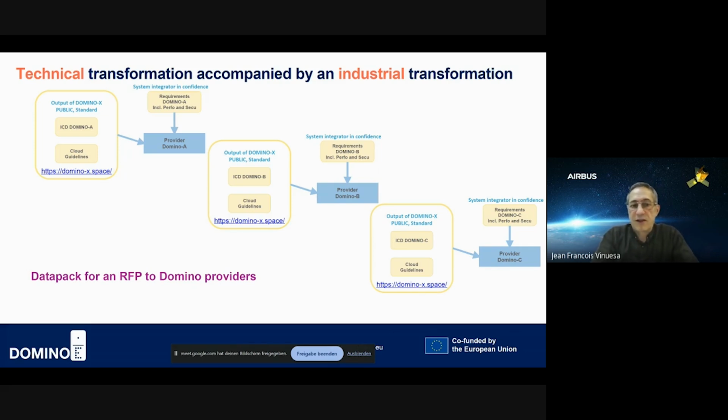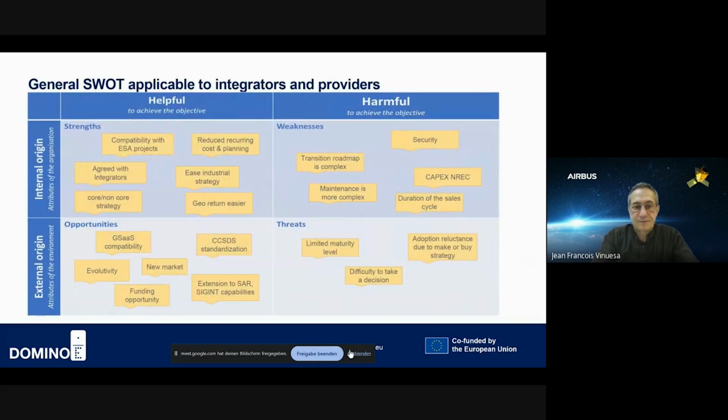But after, depending on the system, you can have some specification on specific requirements from the client, basically on performance and on security. So each data pack will have its own, in addition to the basic common output of DominoX, some specification depending on the client on performance and security. And we are going to make RFPs to different Domino providers, and we can have different Domino providers for this. And move to the next slide.